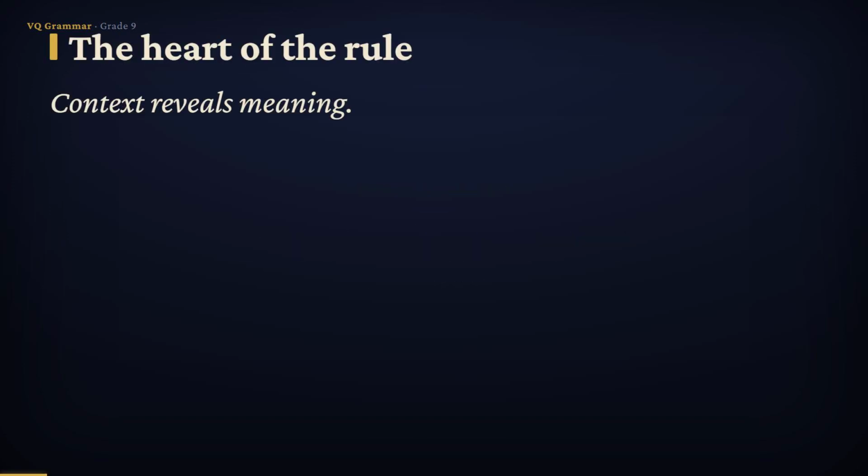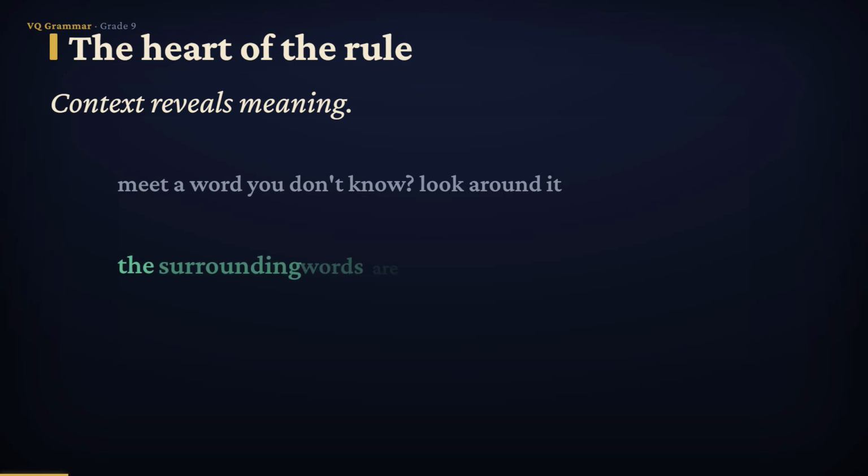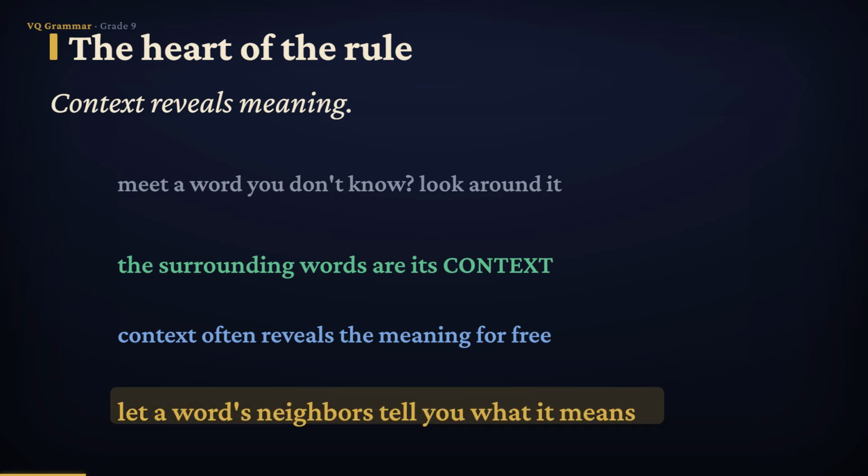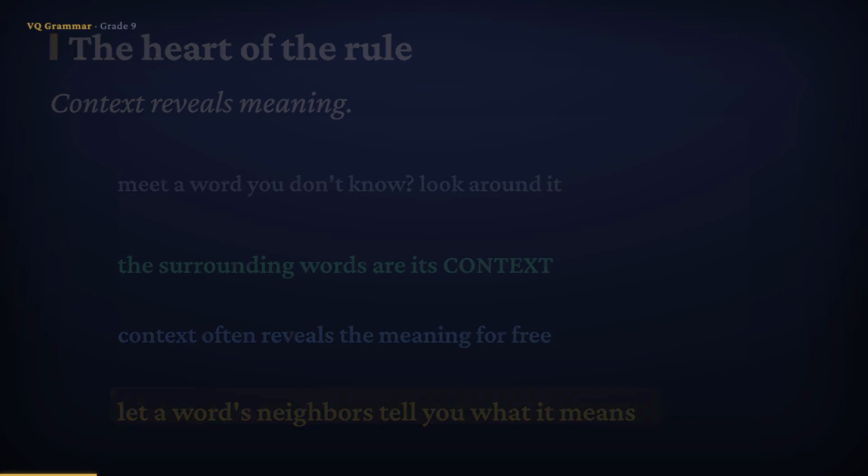Here's the whole lesson in one idea. When you meet a word you don't know, don't panic and don't reach for the dictionary just yet. Look at the words around it. Those surrounding words and sentences are what we call the context. And more often than you'd expect, the context quietly hands you the meaning. So hold on to this. Let the neighbors of a word tell you what it means. Everything else today is simply a way of noticing how they do it.